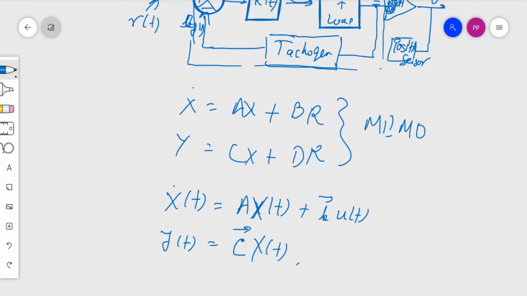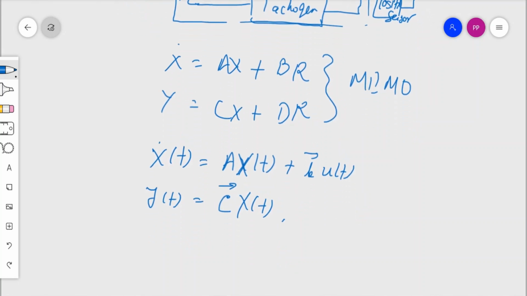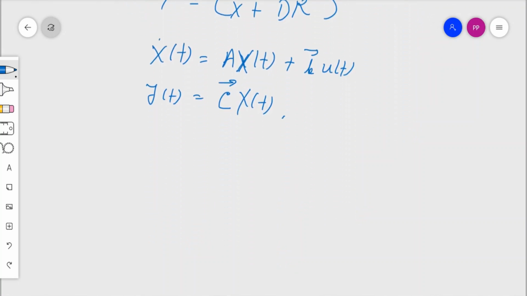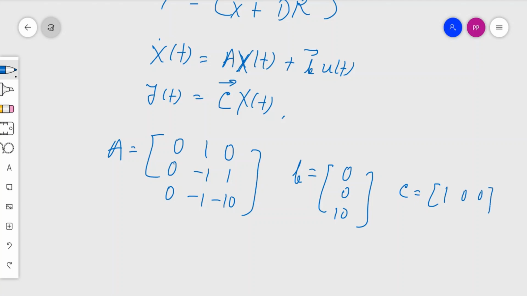So where we have A equal to [0 1 0; 0 -1 1; 0 -1 -10], and B equals [0 0 10], and C equals [1 0 0].